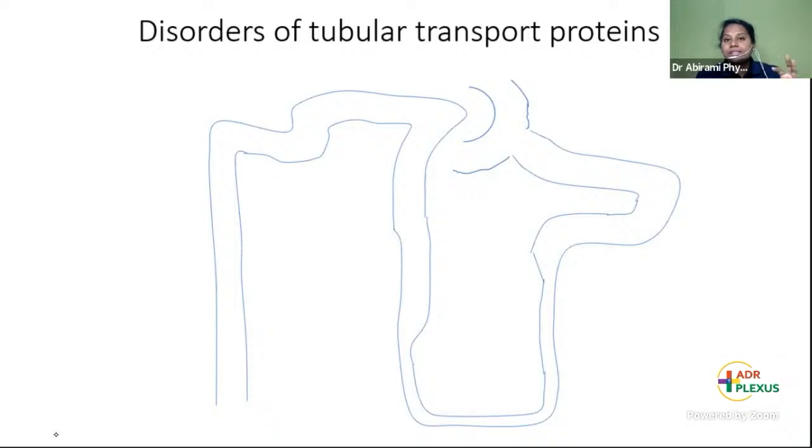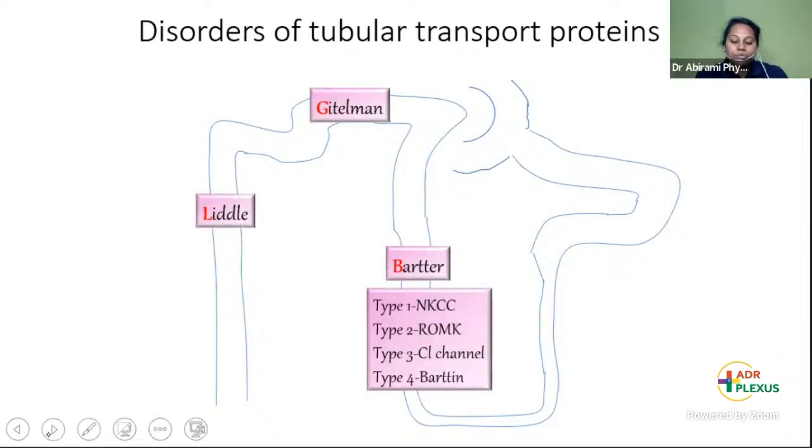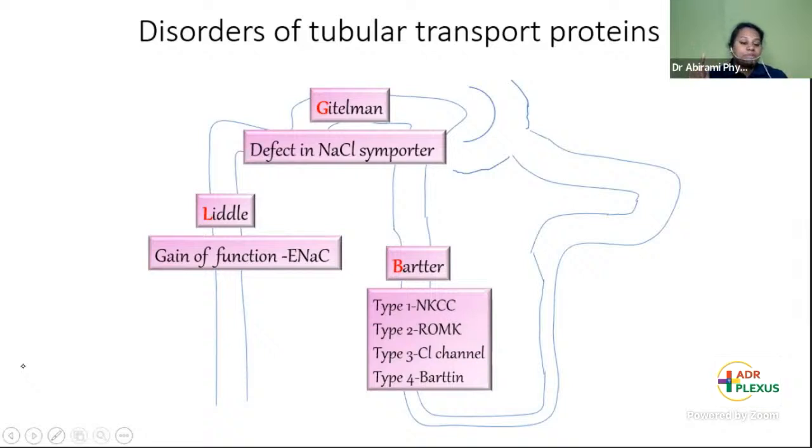So let's quickly summarize the clinical features or the disorders related to the tubule. Bartter, Gitelman, Liddle. There are 4 types of Bartter: type 1, type 2, type 3, type 4. Gitelman, defect in the sodium chloride transporter of the DCT. Liddle, gain of function mutation of ENaC. Remember, Bartter and Gitelman are loss of function mutations, and only Liddle's is a gain of function mutation. So this is just to summarize. And how will you easily remember this? If you arrange alphabetically, B comes first, then G, last L.